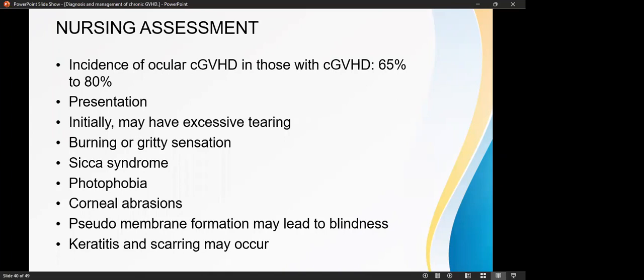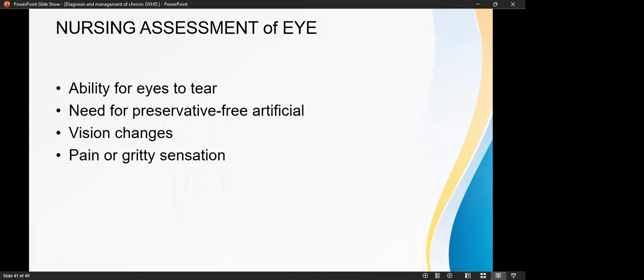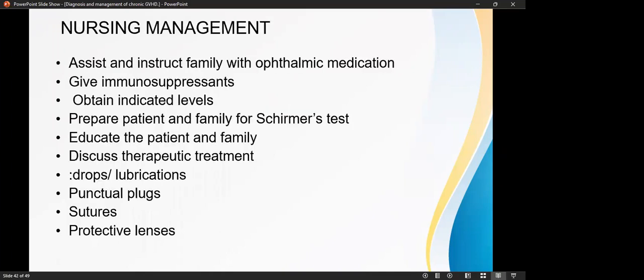Presentation initially may have the excessive tearing, burning, or gritty sensation, sicca syndrome, photophobia, corneal abrasions, pseudo membrane formation may lead to the blindness, and cataracts and the scarring may occur. And nursing assessment: ability of the eyes to tear, need for preservative free artificial tears, vision change, pain or gritty sensation. And what will be the nursing management?